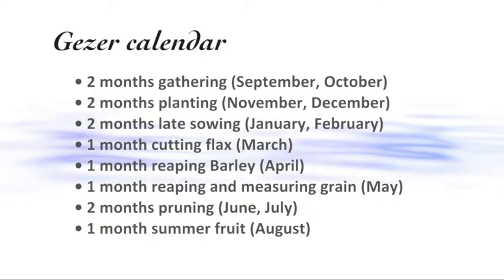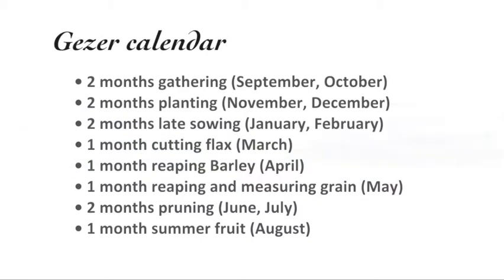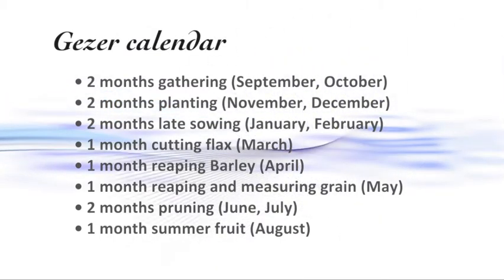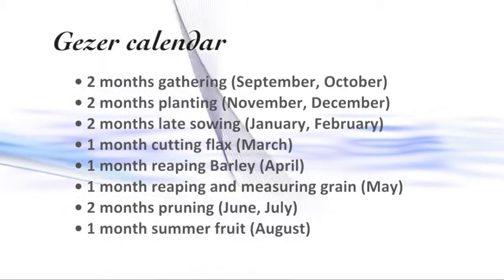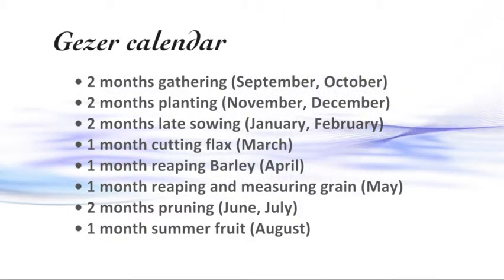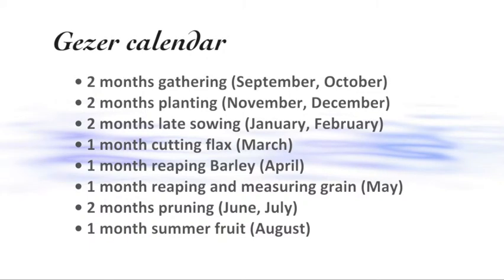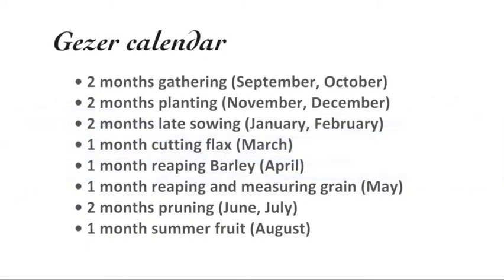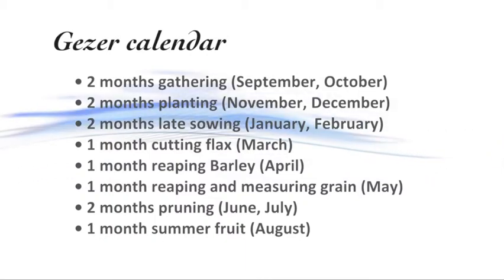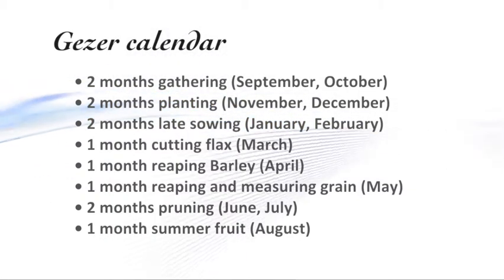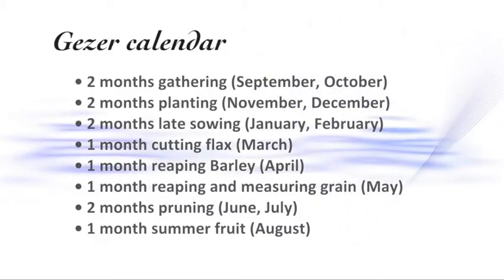1 month cutting flax, that's March, 1 month reaping barley, that's April, 1 month reaping and measuring grain, that's May, 2 months pruning, that's June-July, 1 month summer fruit, that's August. So originally the year began around the autumn harvest and the start of the rainy season, both of which signified the start of a new agricultural year.